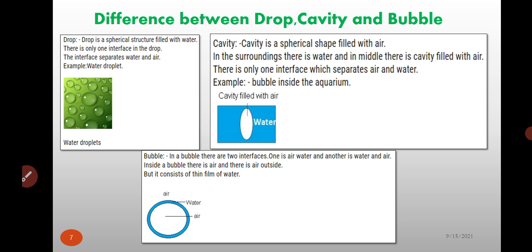Second one is cavity. A cavity is a spherical shape filled with air. In the surroundings there is water, and in the middle there is a cavity filled with air. There is only one interface which separates air and water. For example, a bubble inside an aquarium. Third one is bubble. In a bubble, there are two interfaces. One is air-water and another is water-air. Inside a bubble there is air, and outside also, but it consists of a thin film of water.